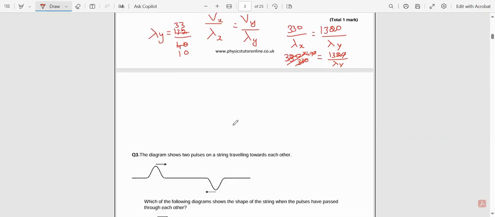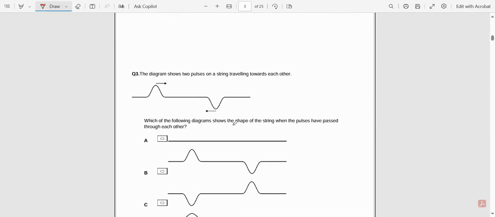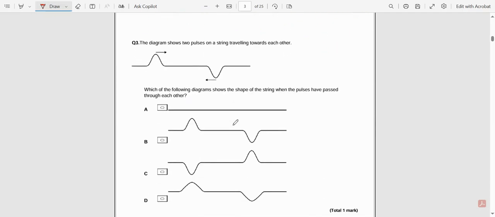And then question number 3. This will be somewhat difficult to understand. If you understand that concept, you can answer the question even if they ask in a different way. Okay, then let us see that. Look at this. Two pulses are going to meet each other, right? But the two pulses are out of phase. Look at this. This pulse is like this, this pulse is like this.